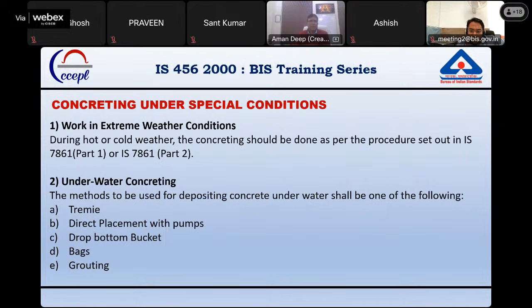Concreting under special conditions is also given some guidance. During hot or cold weather, the concreting should be done as per the procedure set out in IS 7861 Part 1 or Part 2. If we are doing underwater concreting, the methods to be used for depositing concrete underwater shall be one of the following: tremie, direct placement with pumps, drop bottom buckets, bags, and grout.